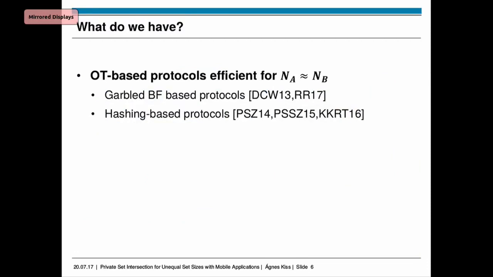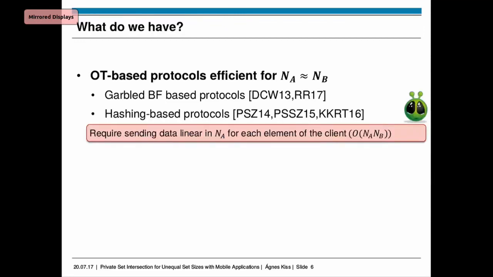And so where are we in PSI? What do we have for now? So we have very efficient protocols for the case when we have similar sizes in the input sets. They are based on almost only symmetric key cryptography, so they are really, really efficient. However, they require sending data which is proportional to the size of the larger input set as well, for every element of the client in this scenario. So it doesn't really fit our needs, because it's going to be very inefficient for this scenario.